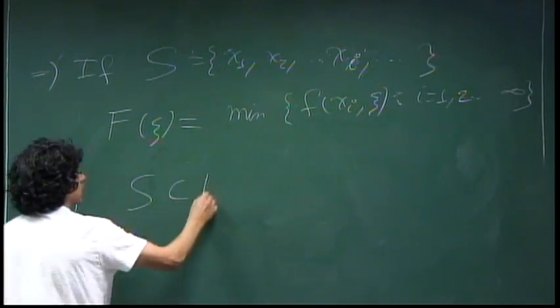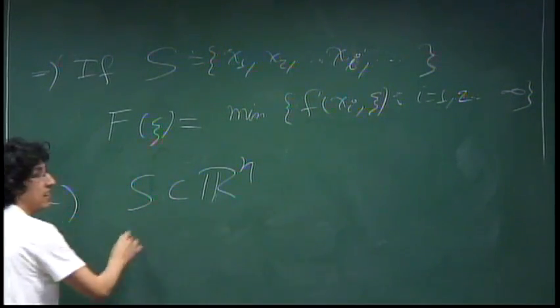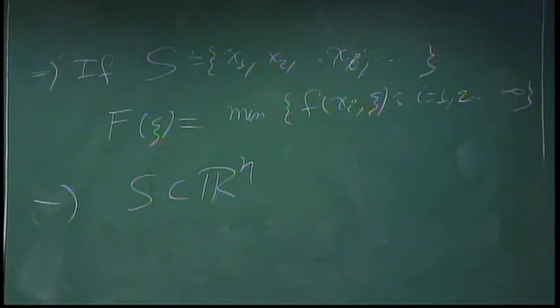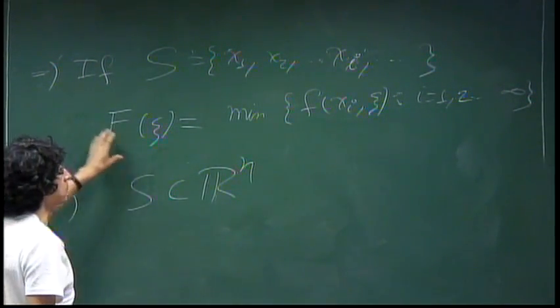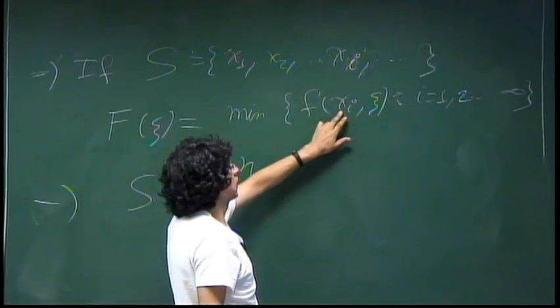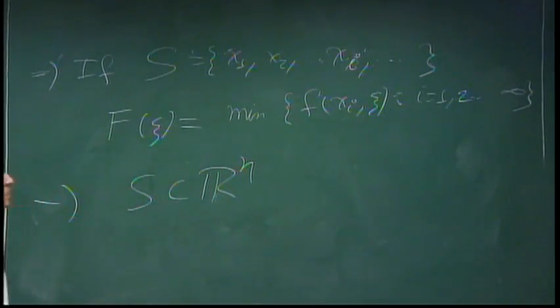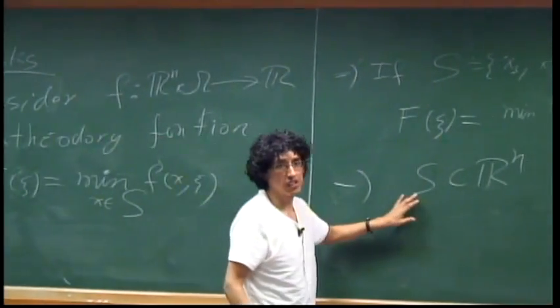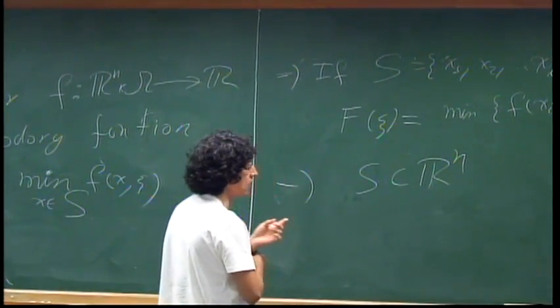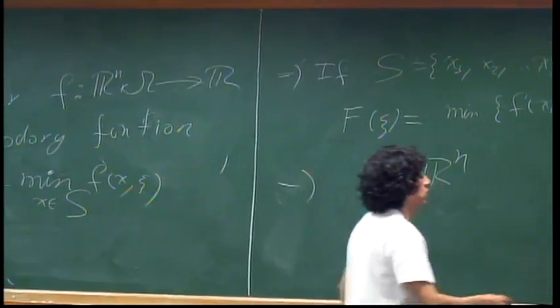The other case is when you have S that is some set of Rn, maybe non-countable. In that case, it's a little more complicated. And look that at this point, we only used the property that for each fixed xi, this was a measurable function. I was not using the special properties of a Carathéodory function. At this point, we need to use that. Okay. And how we can do that?